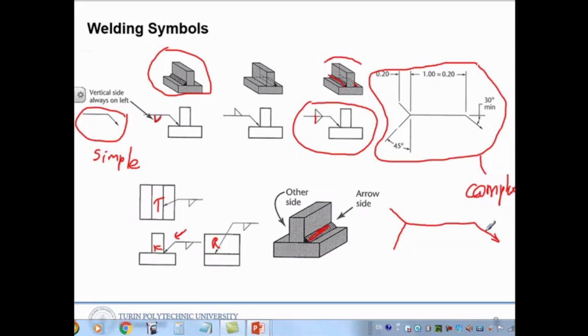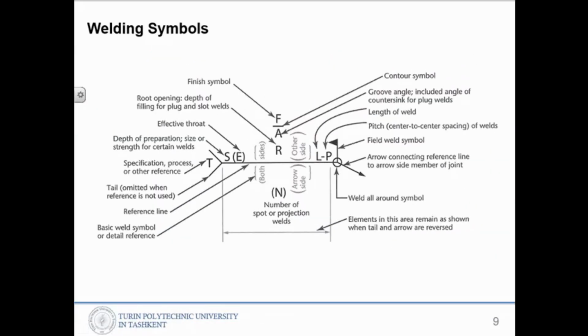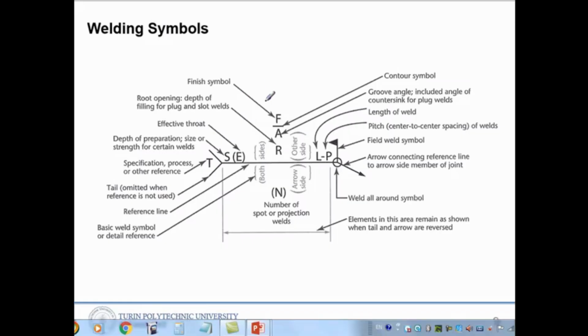So here, one arrow and two ends. You can show a lot of values about welding. On the next slide you can see this. In the middle top, the root openings, depths, plug or filling, depths of the filling for plug and slot welds. So, depths of the welding, and on top of this, the finishing symbol, and in place.